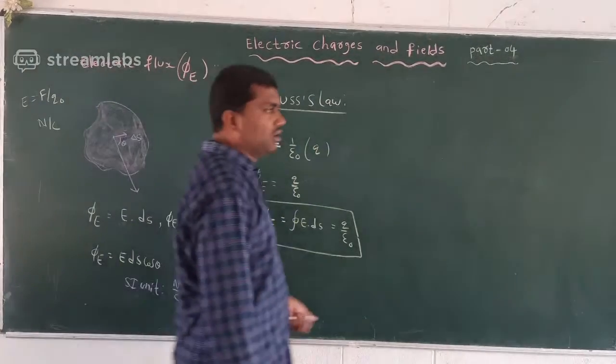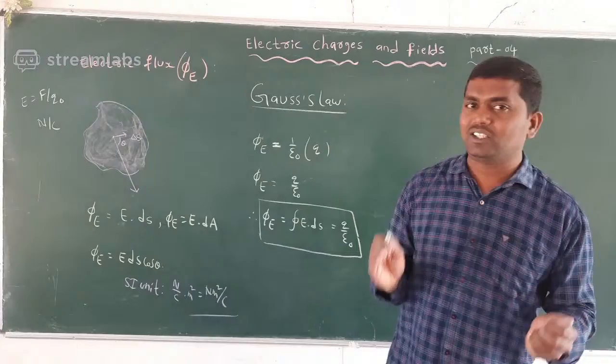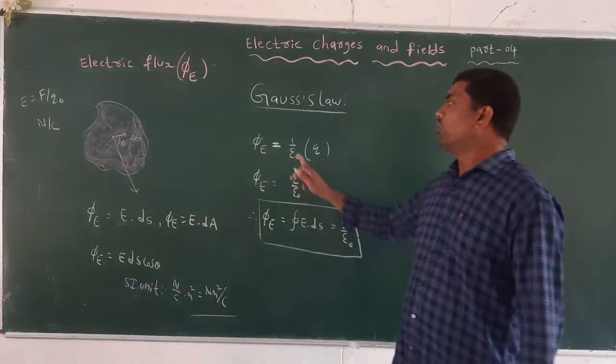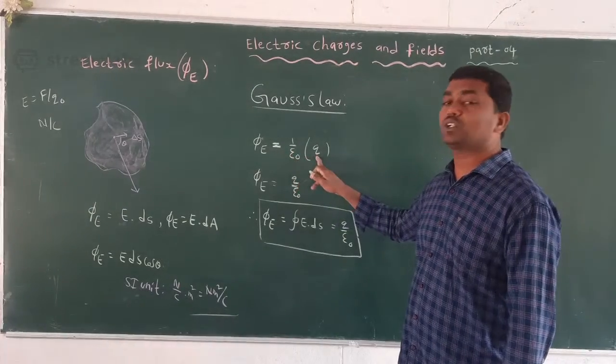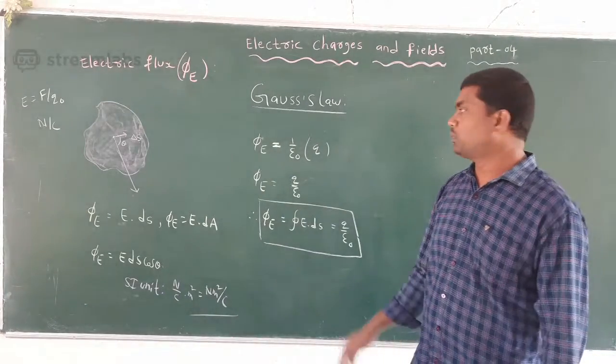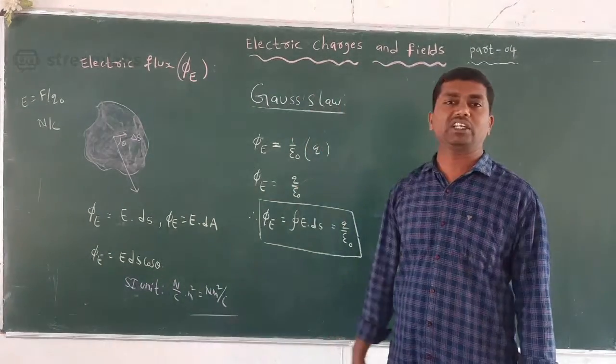So the total electric flux passed through any closed surface is equal to 1 by epsilon naught times the total charge, the net charge on the closed surface. So both these definitions are included in electric flux.